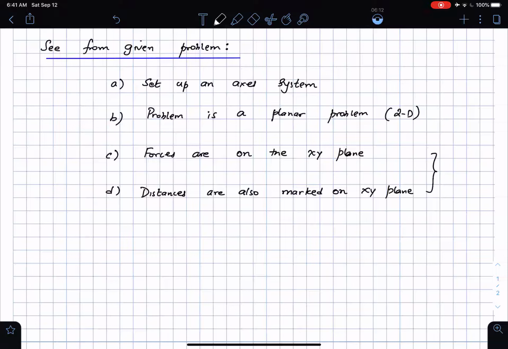And since the direction of the moment vector is perpendicular to the plane containing the force and the distance, the moment is obviously going to be along the Z direction. Okay, this tells me. So we find out.